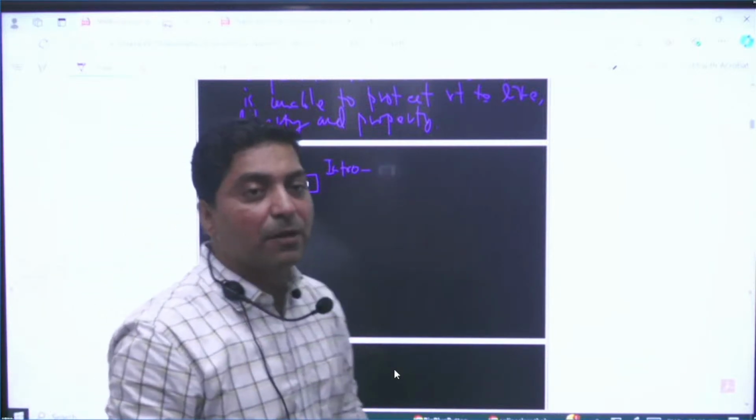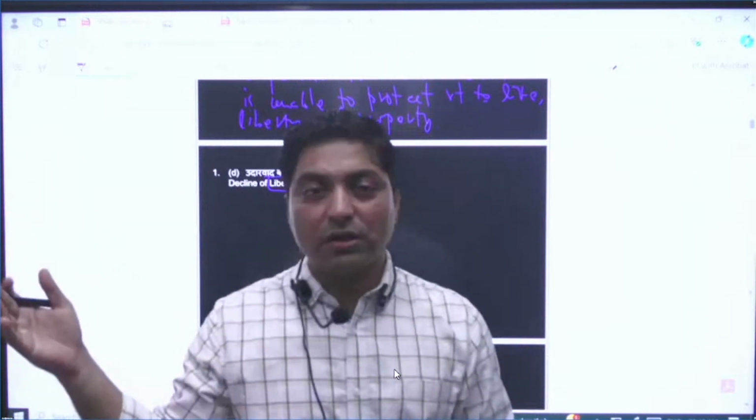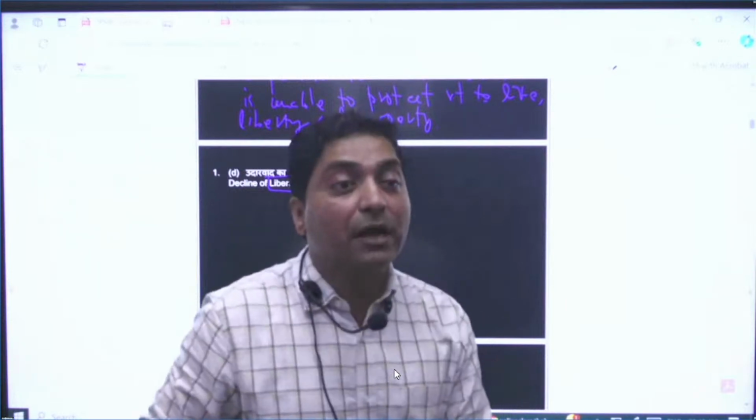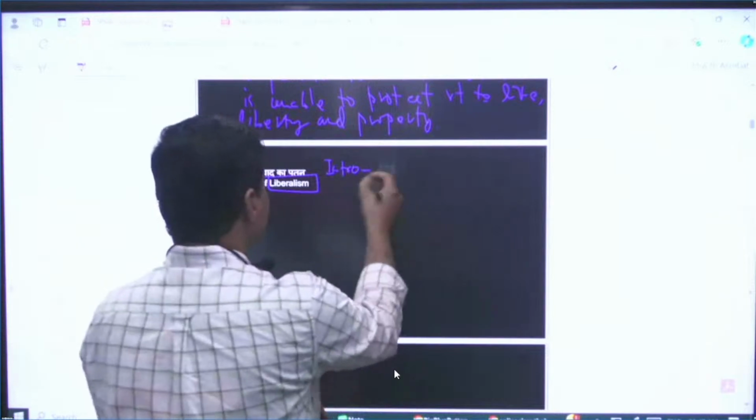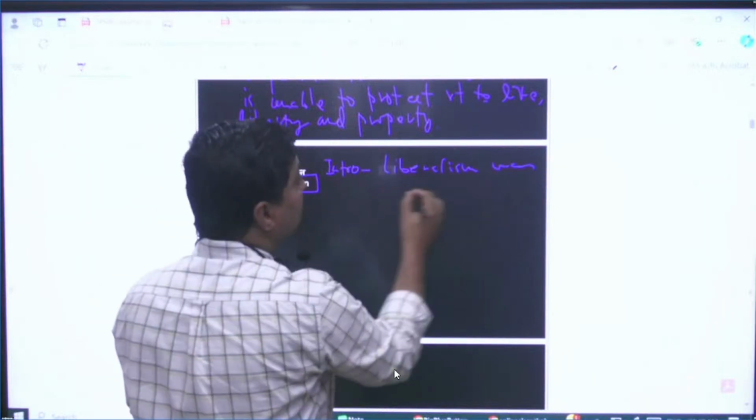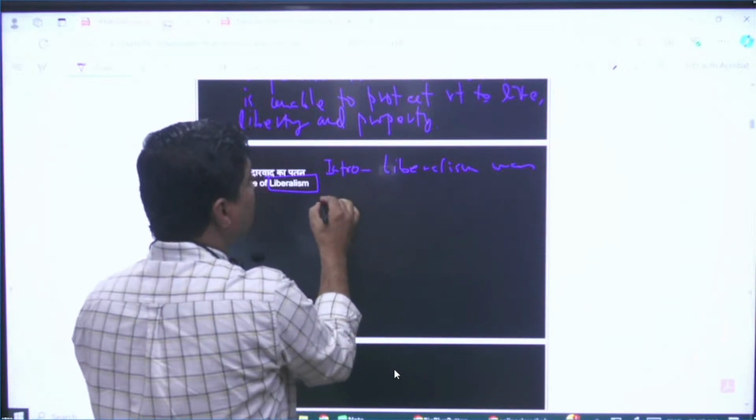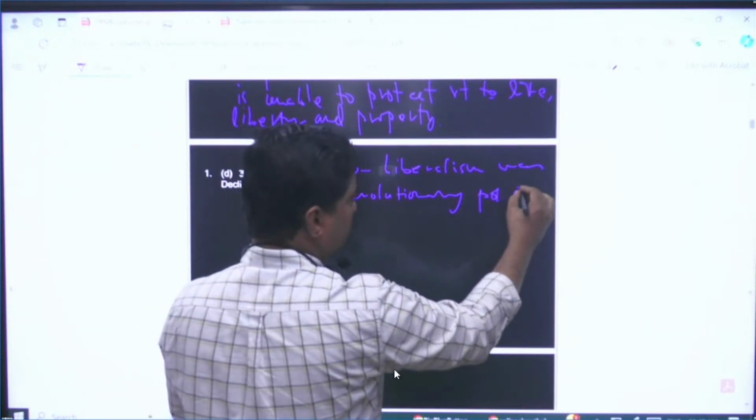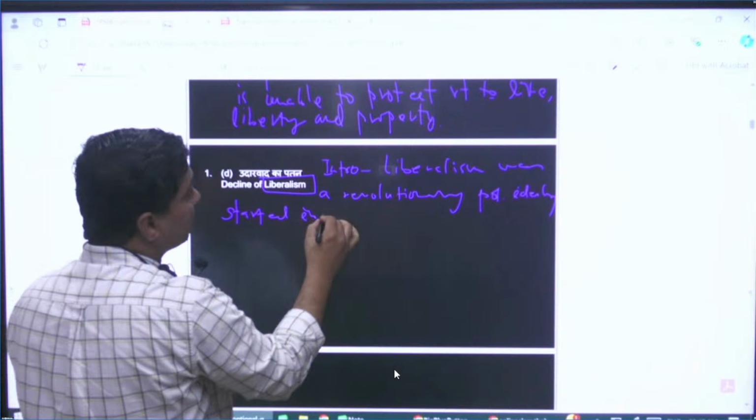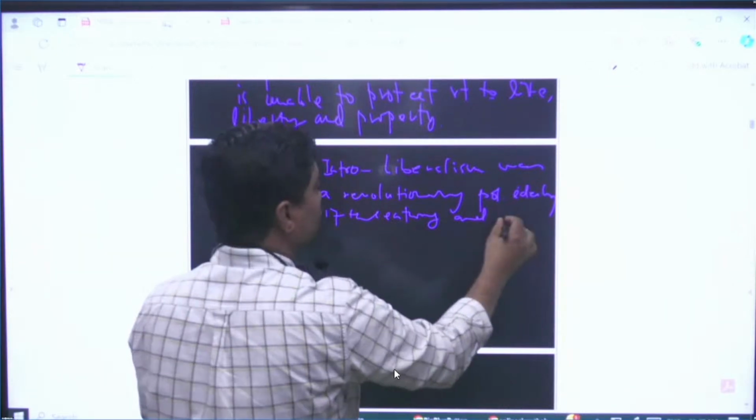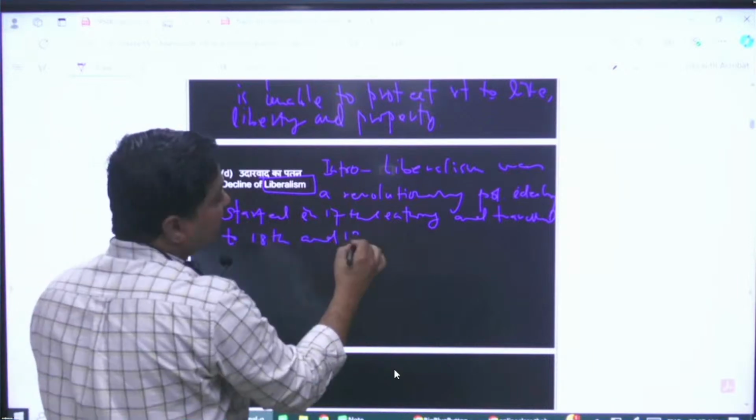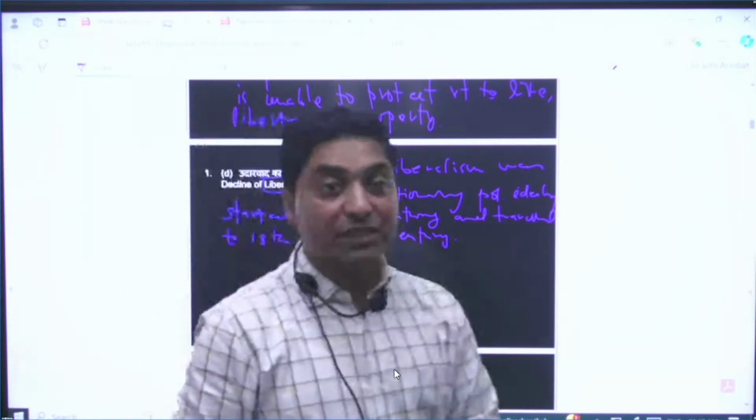Liberalism is a revolutionary idea developed in the 17th century, traveled into the 18th and 19th centuries, which focused on individual rights, self-autonomy, freedom, toleration, private property, and secularism. So first you have to write: liberalism was a revolutionary political ideology that started in the 17th century and traveled to the 18th and 19th centuries. It has dominated the world for 250 years.